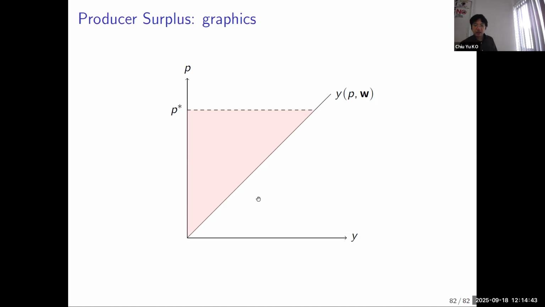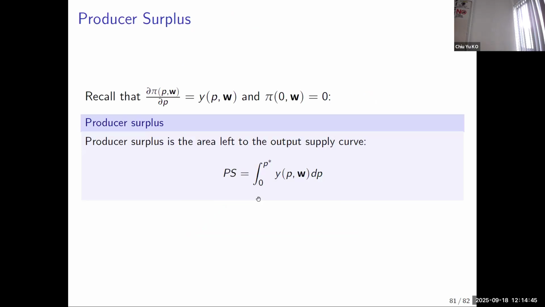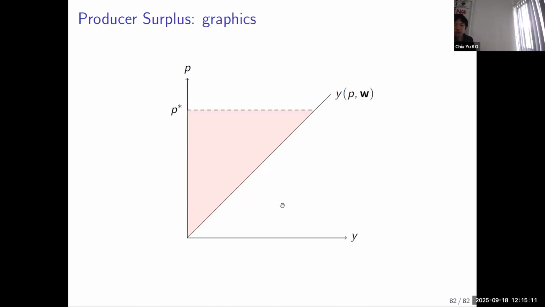How we prove that is just from the envelope theorem. Remember, we said the derivative is the output, so you integrate that, it's the profit. That's it. Nothing deep there. Of course, if you don't like the math, it's okay, but that is what it is. Integrate that. So producer surplus is the profit. In that case, the area between the price and the supply curve is exactly what we want.